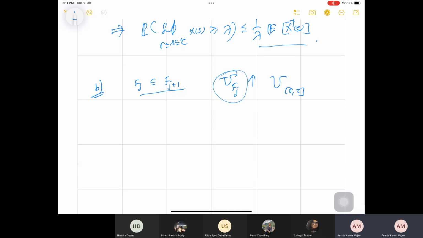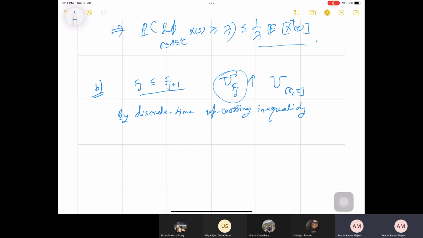Okay, so now U of F_j, where F_j is a finite set of points, and then by the discrete time upcrossing inequality. Why can we consider the discrete time inequality? If you consider t_n as a point in F_j, and the associated Y_n equal to X of t_n, where t_n is in F_j, then this is a submartingale, and hence you can think of the discrete time upcrossing inequality.